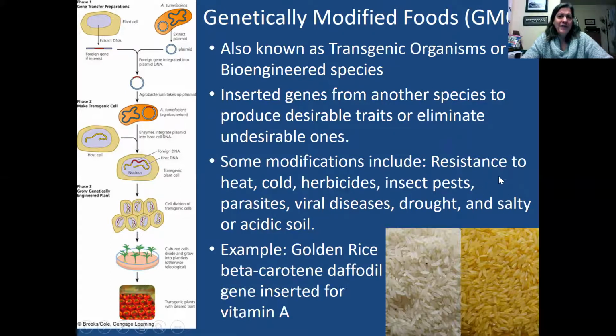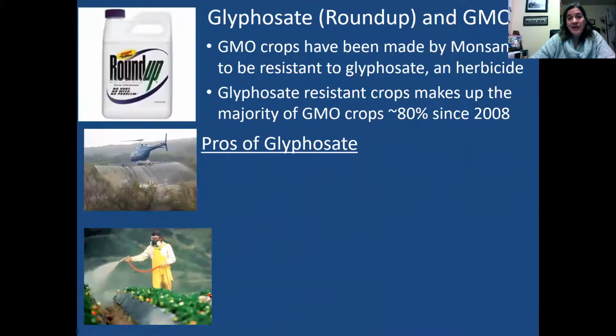So what are the kinds of things that you are going to want? You want it to be resistant to heat, cold, pesticides, herbicides, parasites, insects, disease, drought, salty or acidic soil. You want your crops to be able to grow well under all conditions. That would be your ideal crop. So what are some examples? With golden rice, they put beta carotene in it to up the vitamin A. And we have a lot of examples of GMOs in this country.